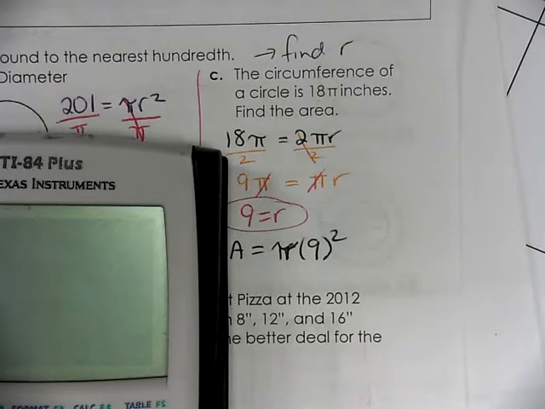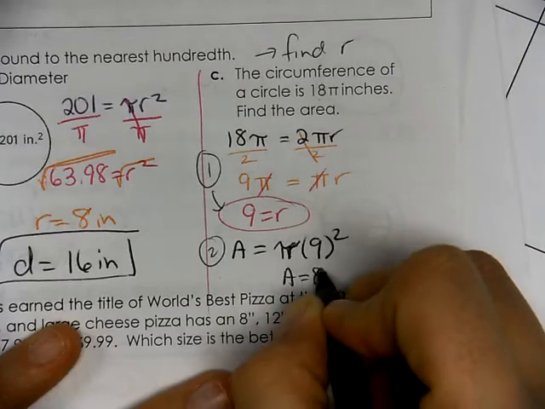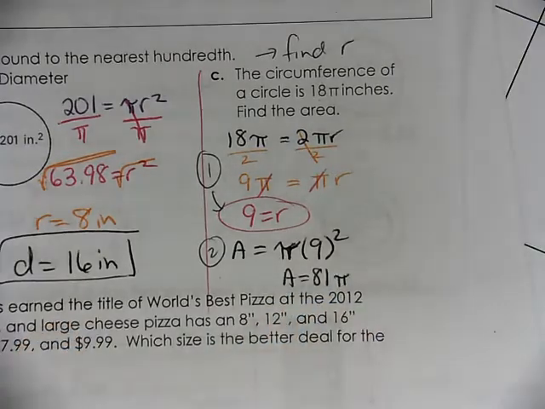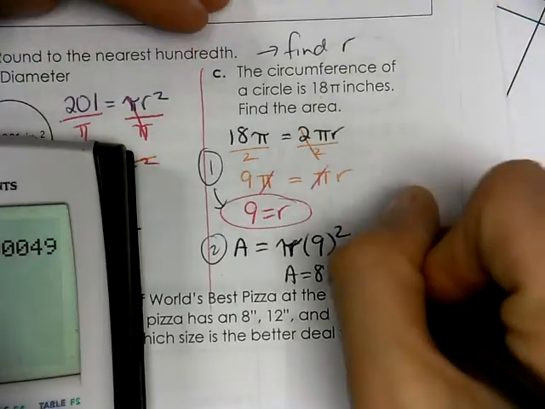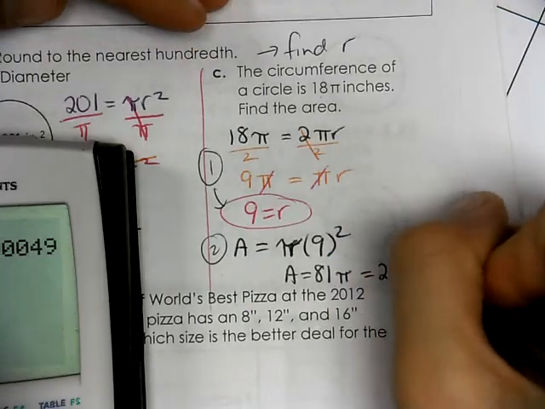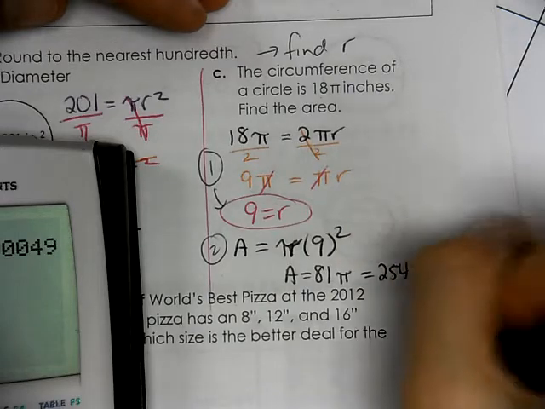You want exact or you want decimal? You guys care? What's 9 squared? So the area is 81 pi, which is 254.47 inches squared.